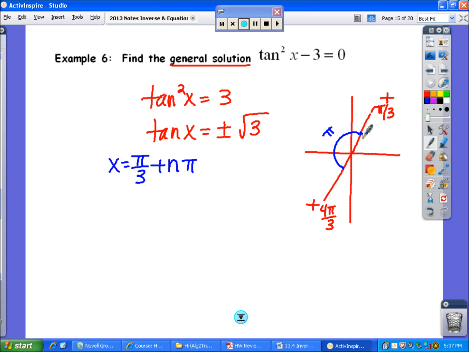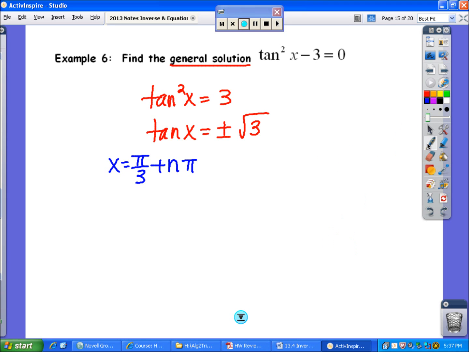All right, now let's look at the negative ones. Actually, let's just draw it over. Okay, let's go back. So now I need the negative ones. All right, so tangent is negative in the second quadrant and the fourth quadrant. All right, I've got my pi over 3. So in the second quadrant, my 60-degree angle is going to be 2 pi over 3. And then in the fourth quadrant, it's going to be 5 pi over 3.